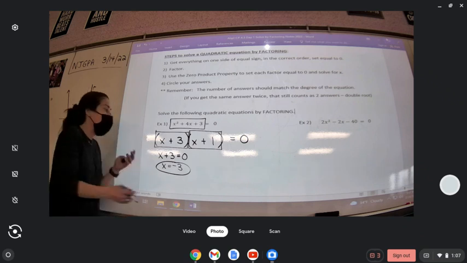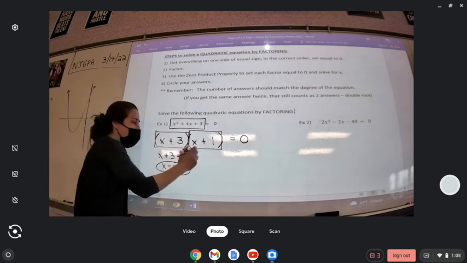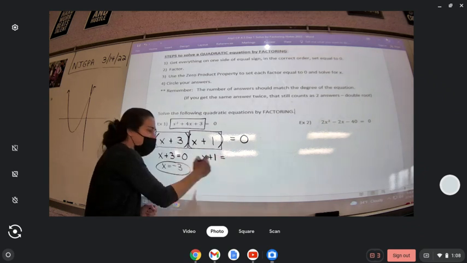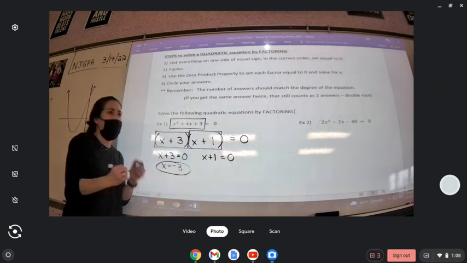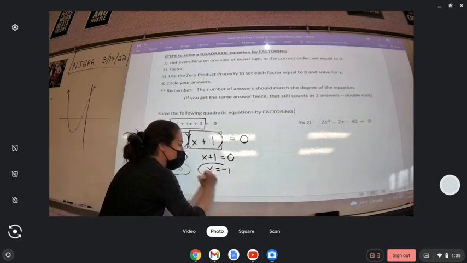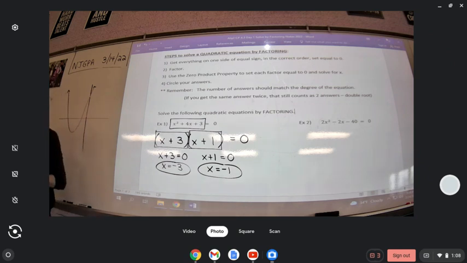All right, but maybe it wasn't him. Maybe this factor needed to become 0. So take your factor, x plus 1, and find out what that x needs to be to make this become our 0. Minus 1 and x needs to be? Negative 1. And those are your 2 answers to this degree 2 quadratic equation.